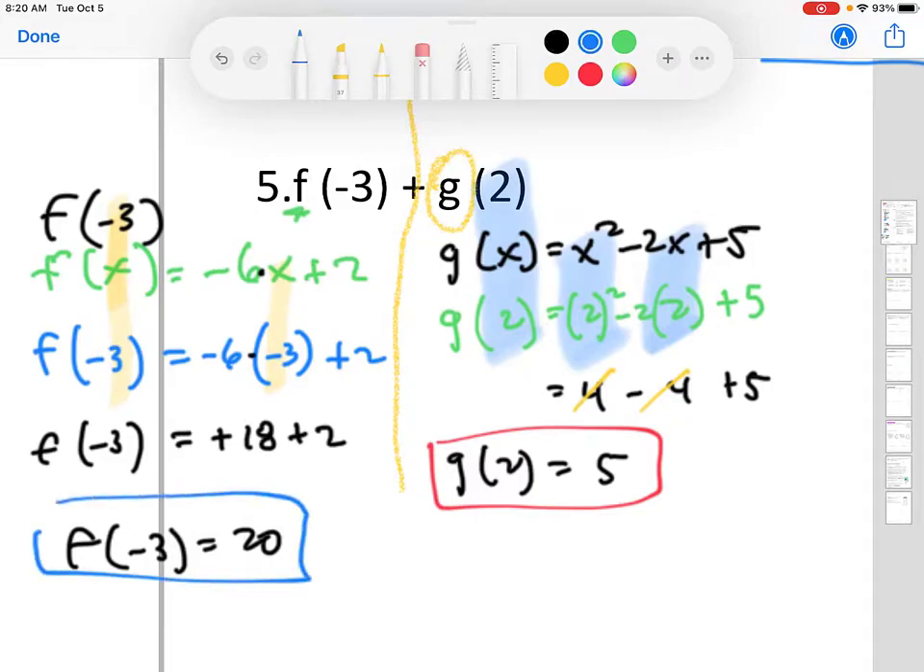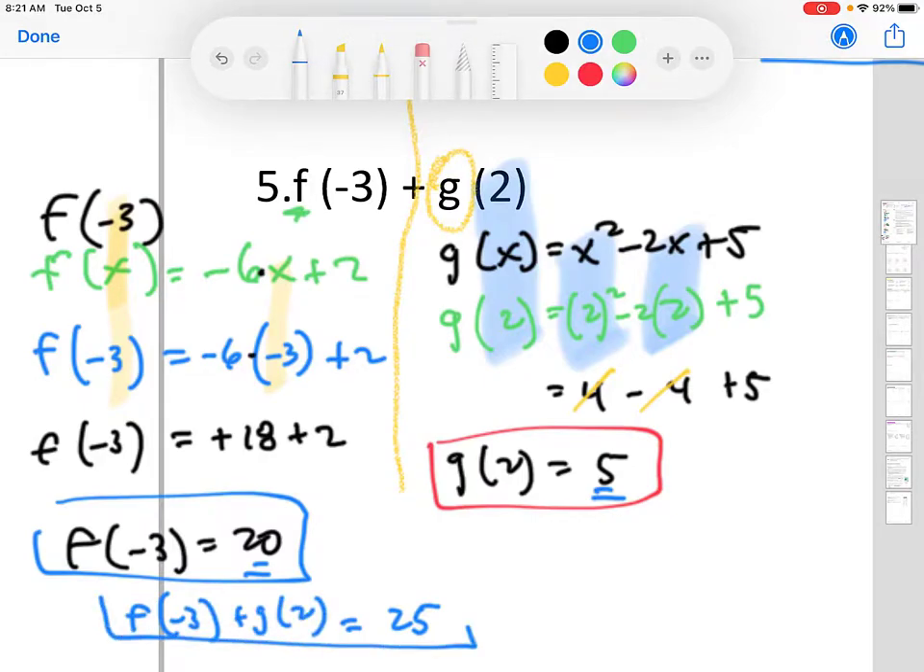Okay, so to marry these two, I just have 20 and a 5, which is positive, so you can write that your answer is going to be 25. F of negative 3 plus g of 2 equals 25.